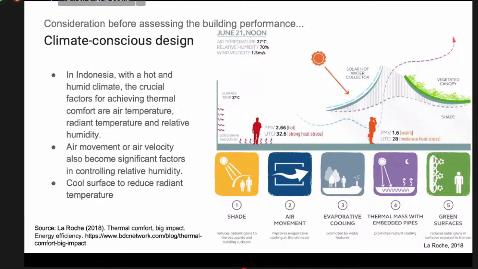In Indonesia, other than shading and air movement, to reduce the radiant temperature we can also provide cool surfaces with a lot of innovation on them, using green surfaces or maybe thermal mass, with several innovations such as cooling it with water. So for this kind of thing, we really need to understand first what kind of parameters we need to set based on our design intention or our design goals.